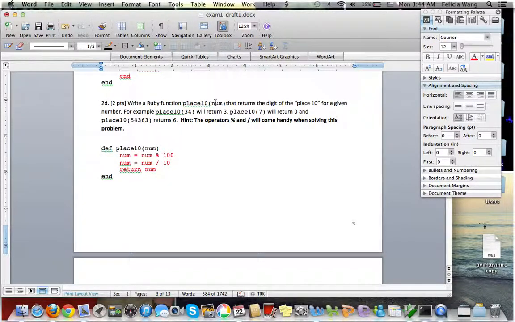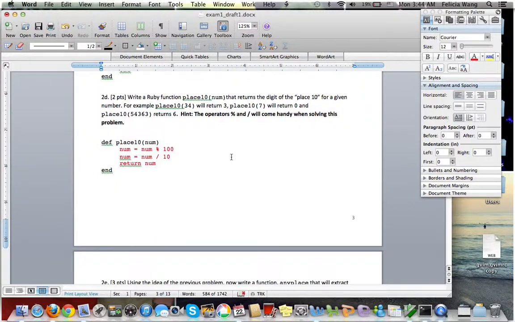Okay, so write a Ruby function place10 num that returns the digit in the tens place for a given number. So for example, place10 34 will return 3 right here. Place10 7 will return 0 because there is no tens digit. And then place10, this number here, returns 6, so that's right there. So hint, the operators mod and integer division will become handy when solving this problem.